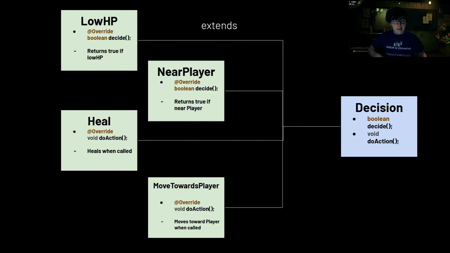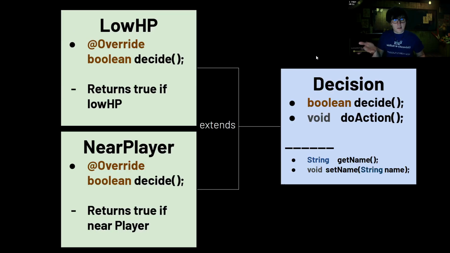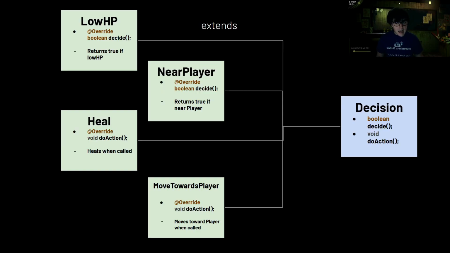Anyways, so on this slide, I present more scenarios of extending the decision class. But you might notice we have our previous ones, low HP and near player. These are two states that I also have here, but I'm also showing that we could have decisions that only override the do action method. So, for example, here we have heal, and heal overrides do action and simply heals the dynamic object whatever it's given when called. Again, this logic is something you guys are going to implement, but right now we're just talking about the behavior of our decision tree.